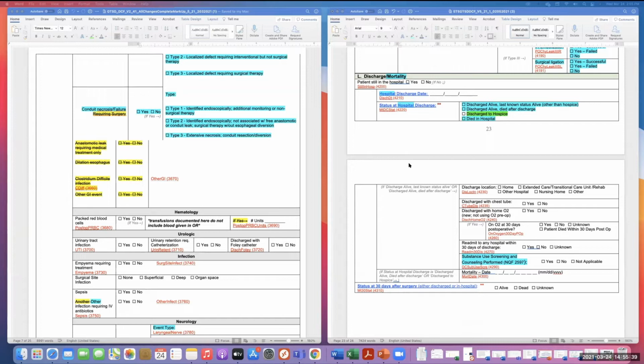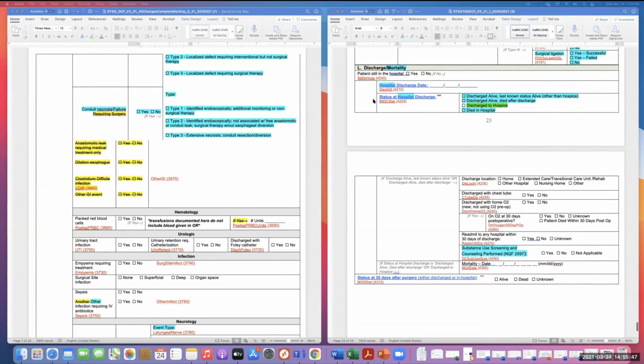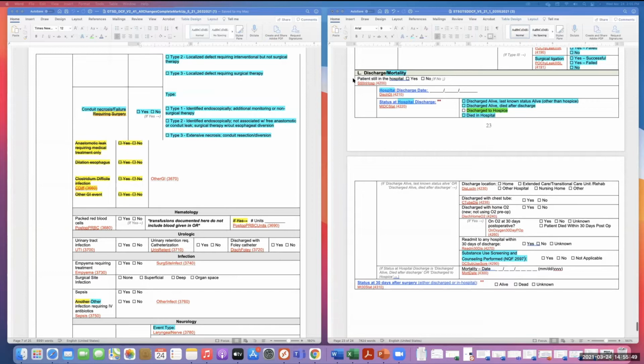For discharge mortality, we're going to ask first if the patient's still in the hospital. If they are, then you don't answer these questions. This can also be used as kind of a placeholder for when you submit your data to the warehouse. If you still have a patient in the hospital, say for a rather long time, that falls into the harvest period, and the harvest closes and they're still in the hospital, analysis will look at this and pull that case out.